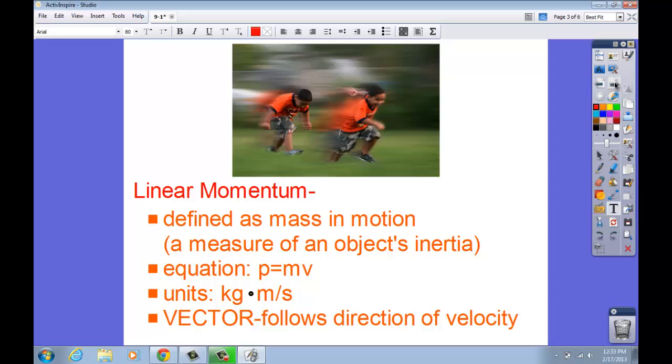Momentum is also a vector, and because the only vector in its equation is velocity, since mass is scalar, the momentum follows the direction of velocity. So if I have a rightward moving object, I can calculate its momentum, and I know that it's to the right. If I have a leftward moving object, I can again calculate its momentum, as long as I know its mass and velocity, and its momentum is to the left.